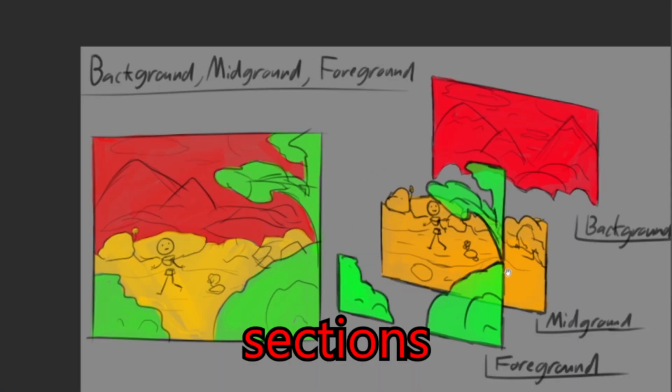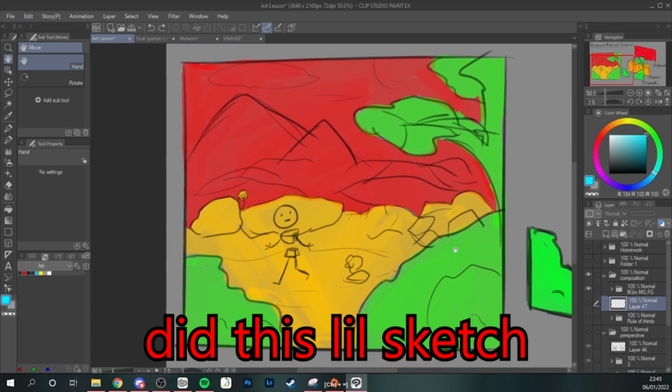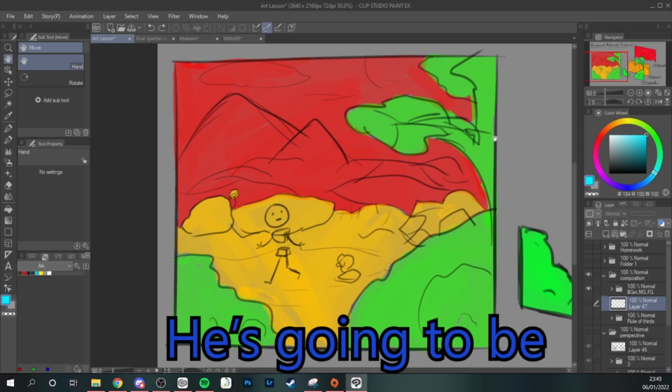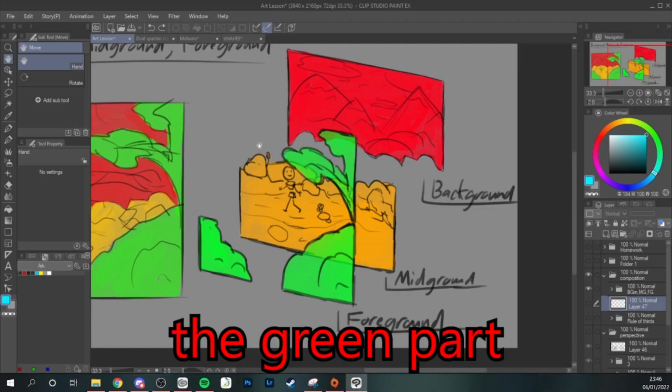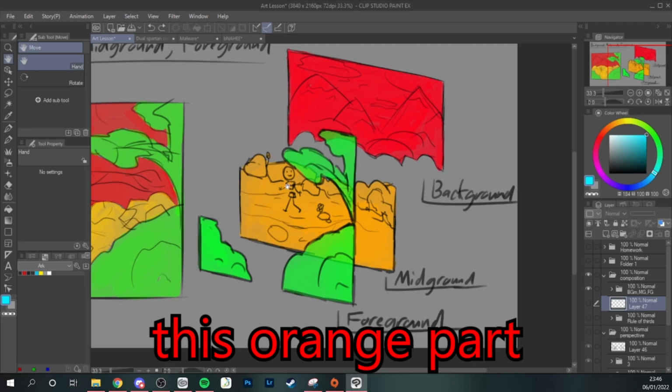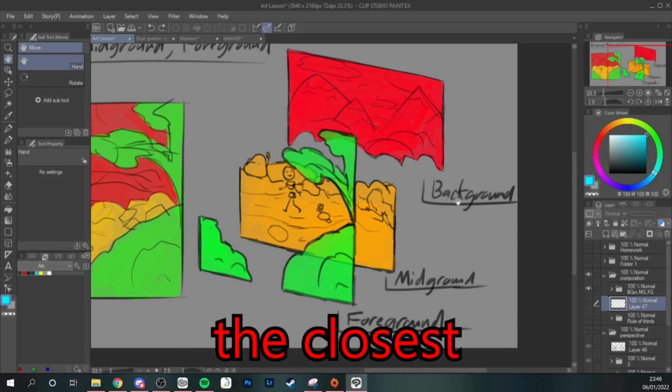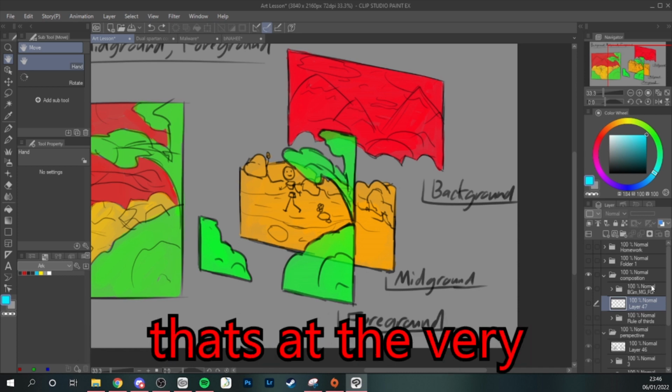Next one, the different sections of composition. I did this little sketch of this little guy walking. He's going to be gobbled up by a dragon in mere seconds. The green part is the foreground. This orange part is the midground. The foreground is the closest, and the background is at the very back.